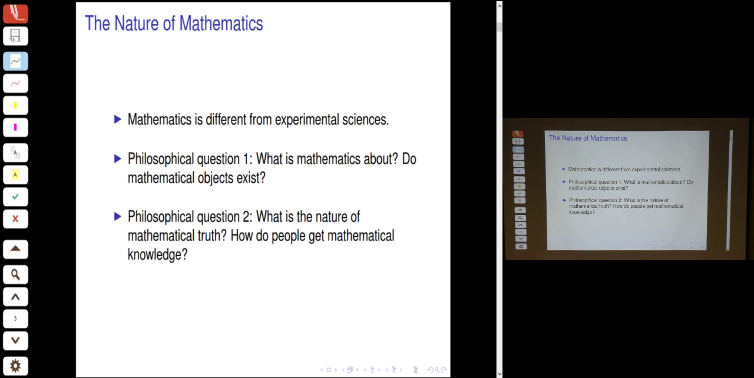And also, how do we ever get mathematical knowledge if the objects don't exist? We cannot observe, we cannot test. Then how do you learn? But obviously, we learned a lot of mathematics, right? In JC, in SOC, or in engineering, you learn lots of mathematics. So how do you learn it? So these are questions.